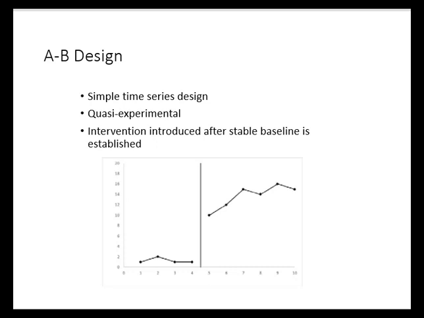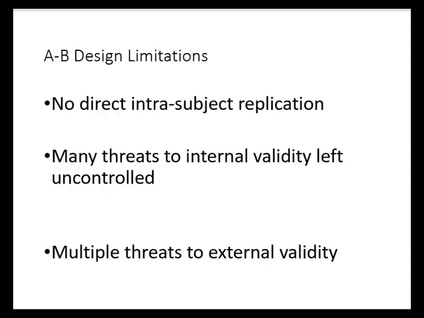The basic A-B design, also called a simple time series design or quasi-experimental design, introduces an intervention after stability in baseline is achieved. This design requires operationally defined behavior, data collection for at least 3 baseline sessions, and continuous data collection during the B phase. However, we cannot draw cause-effect conclusions because we need replication.